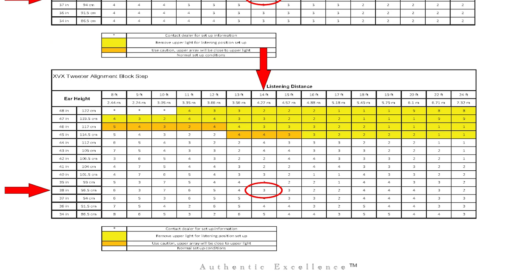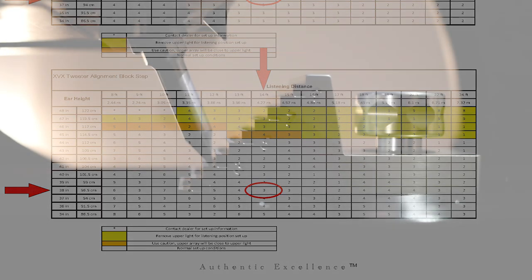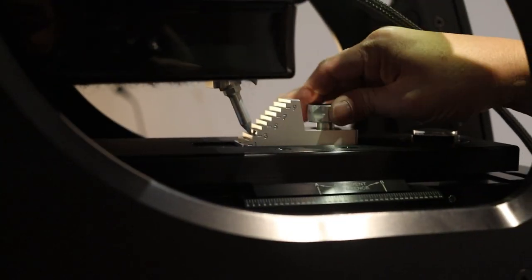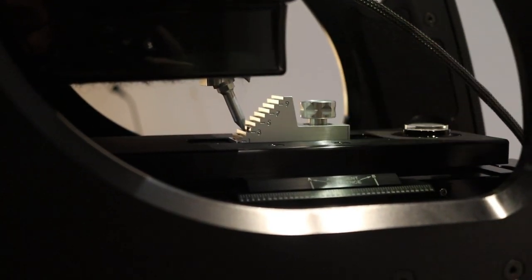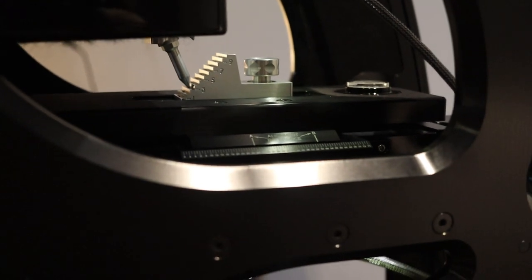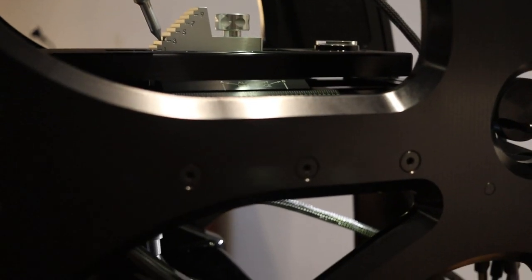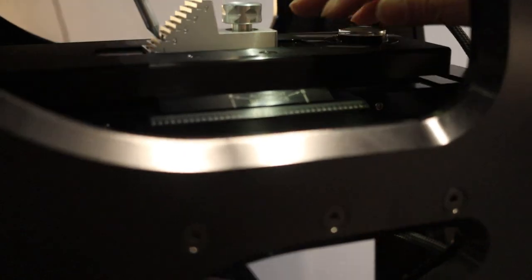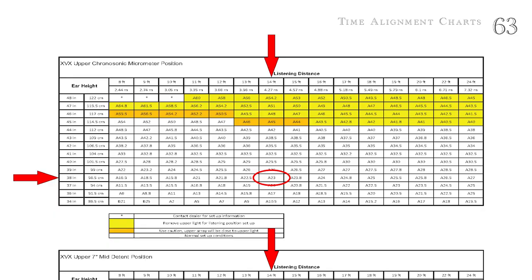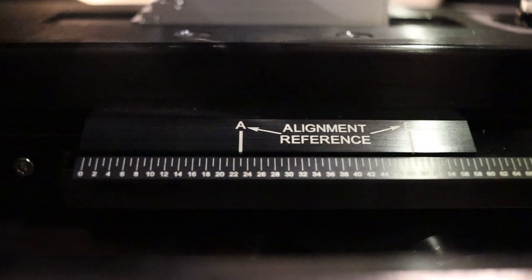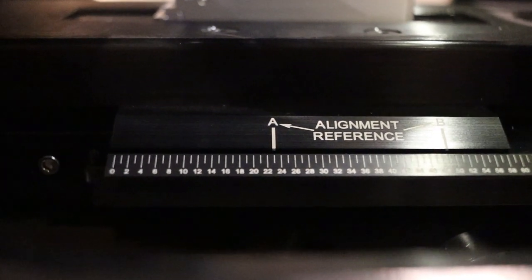In this case, our block step is number 3. So that's where it's sitting at. And once that's done, you lock the step so it doesn't go anywhere. Then the next adjustment is micrometer, which is A23. So in this case, again, A23, it's over there, and you turn the sled until it gets to A23.